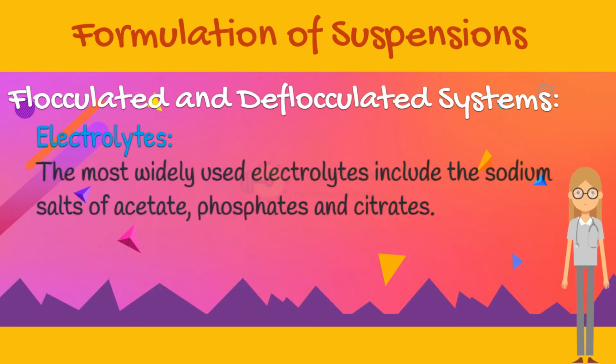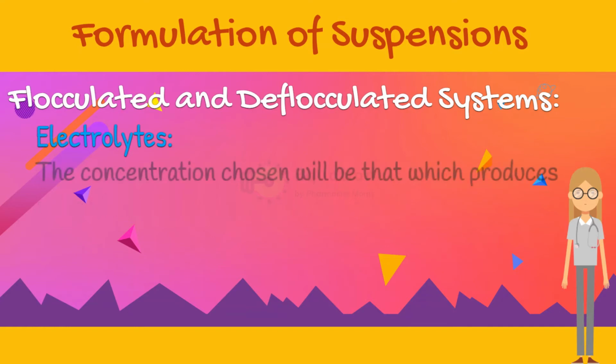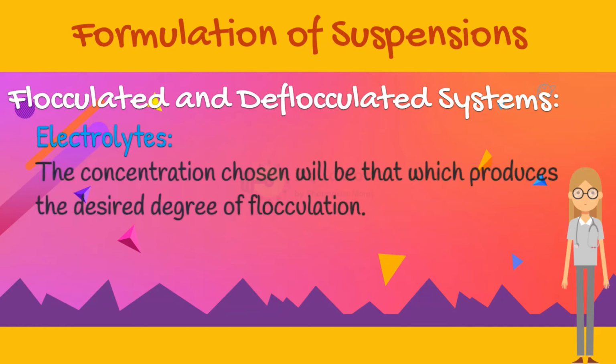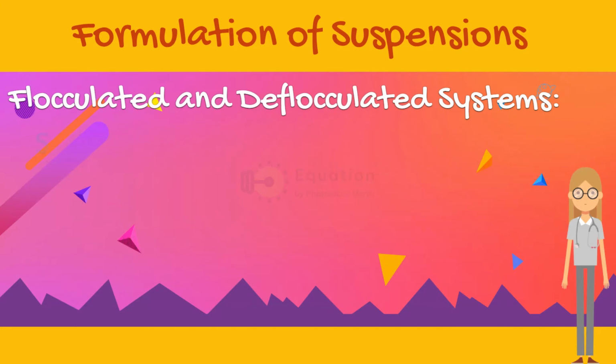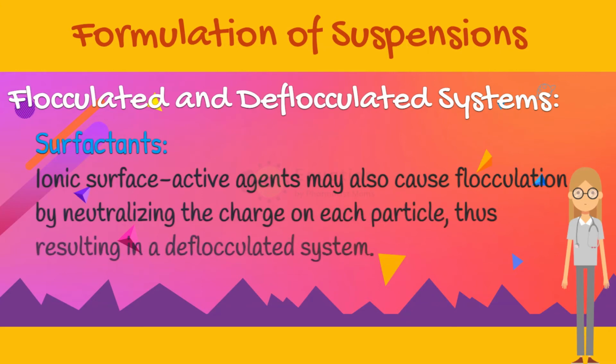The most widely used electrolytes include the sodium salts of acetate, phosphates, and citrates. The concentration chosen will be that which produces the desired degree of flocculation. Care must be taken not to add excessive electrolyte, or charge reversal may occur on each particle, so forming, once again, a deflocculated system. Ionic surface active agents may also cause flocculation by neutralizing the charge on each particle, though excess may again result in a deflocculated system.